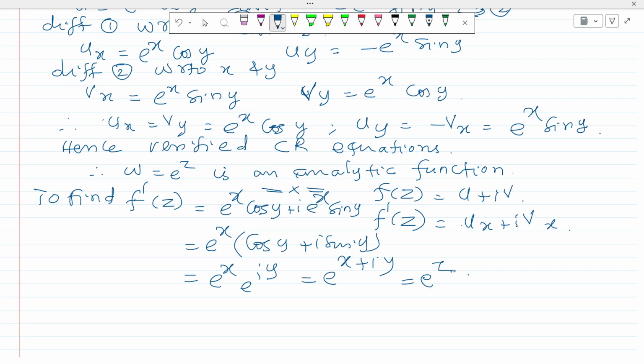Same thing, because differentiation of e power z is e power z. We can check it for other functions. Even you can check it for sin z or cos z. Come after. Okay, fine.